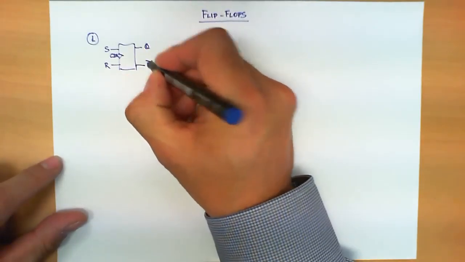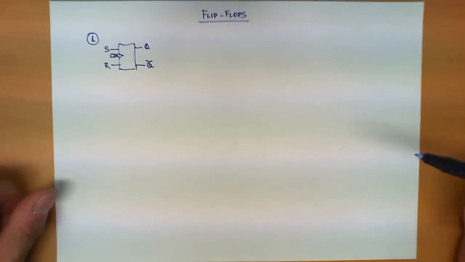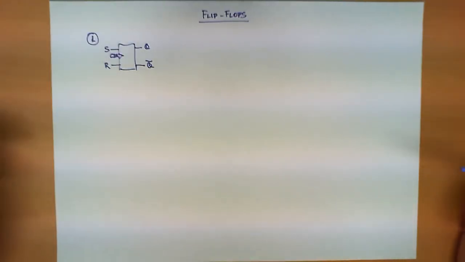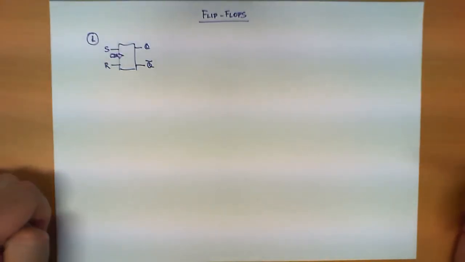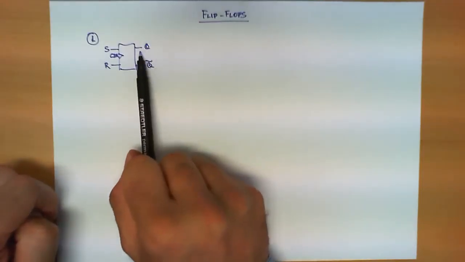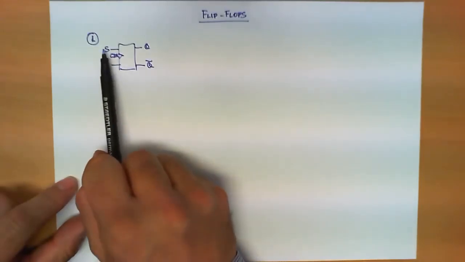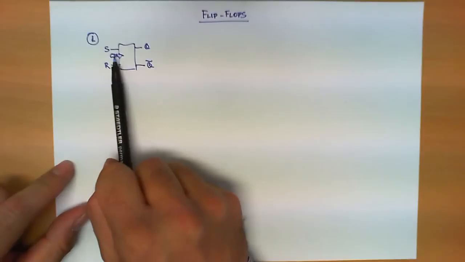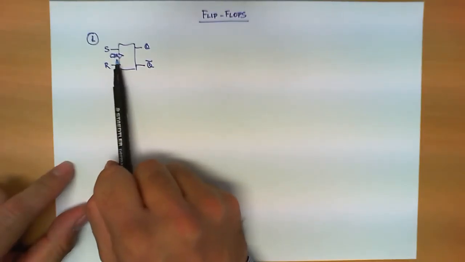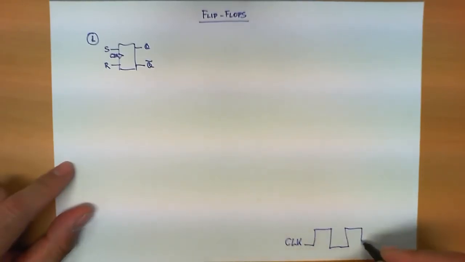Q and Q bar, which have the property that at all times Q and Q bar have opposite values. In other words, if one of them is 1, the other one is 0, and vice versa. Now, the interesting thing about this circuit is that the signals Q and Q bar will make a transition to certain values, but only depending on the values of S and R, and when the clock has a rising edge. The clock is a signal that has this shape.